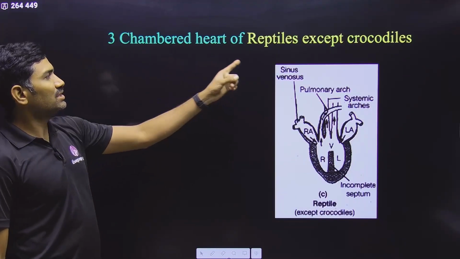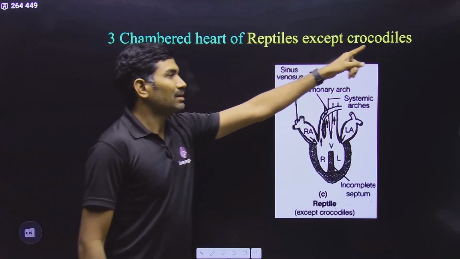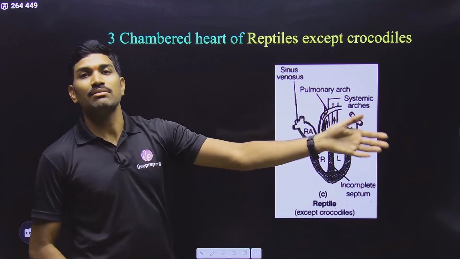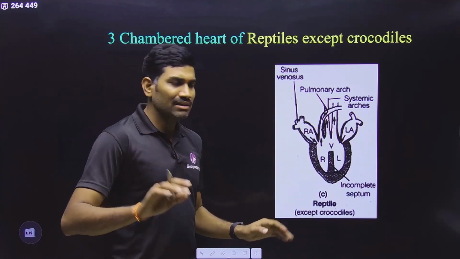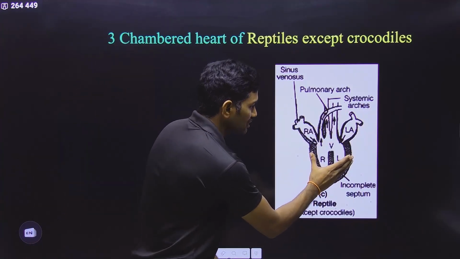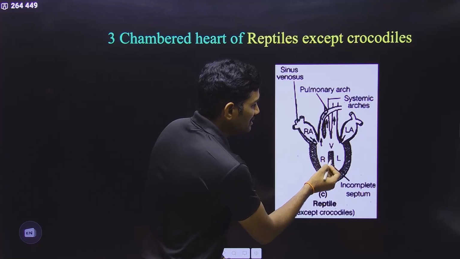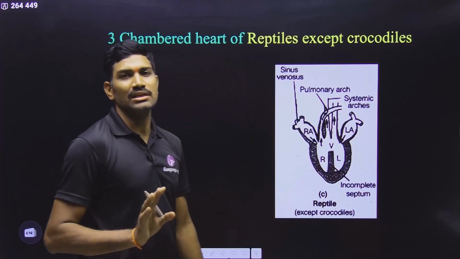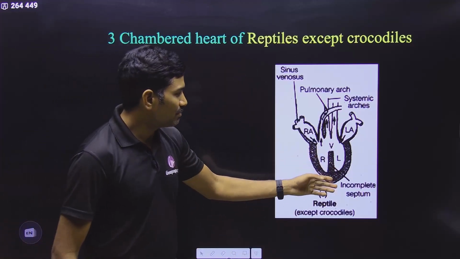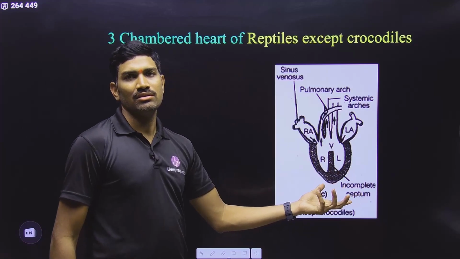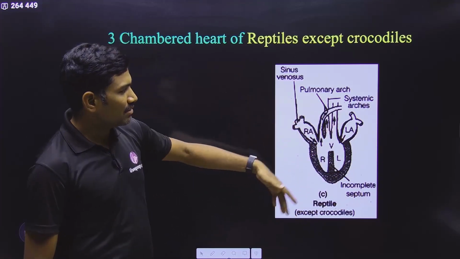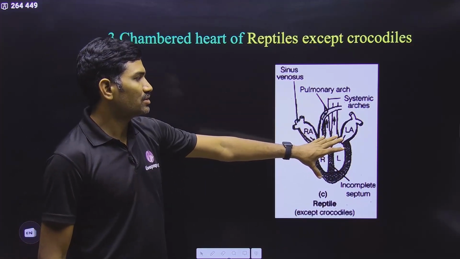And now we will go with three-chambered heart of reptiles, but except crocodiles, because crocodiles will come under four-chambered heart. Here the difference is, though single ventricle is there, partially developed septum is present here. Even with the partially developed septum, it is single ventricle only. Yes or no? So that's why diagram is almost same here also. Understood or not?